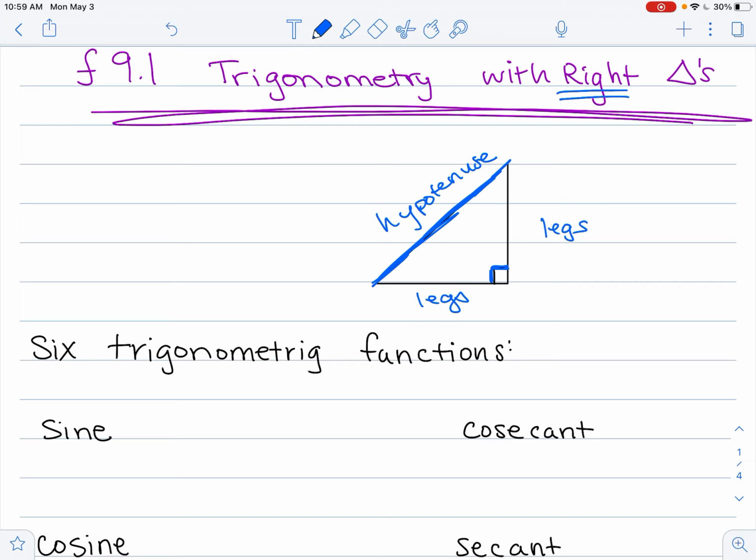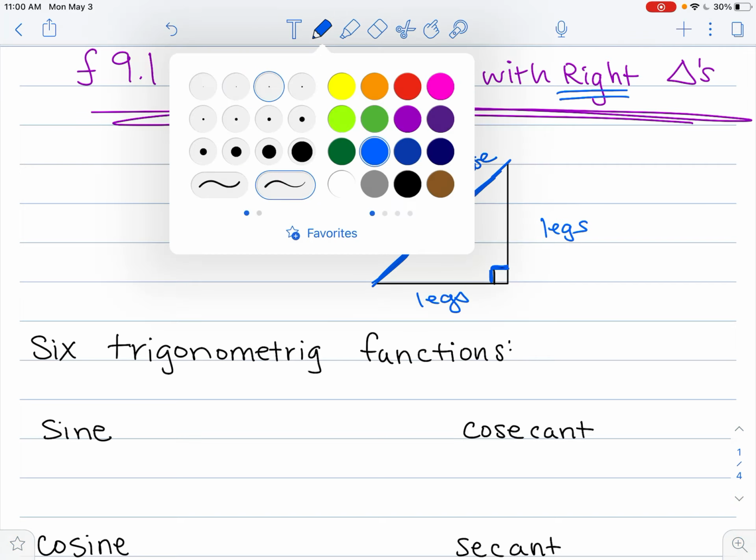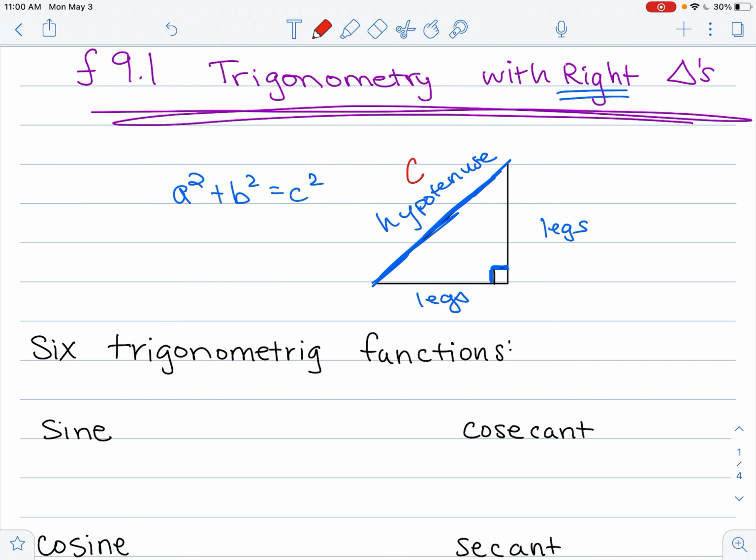And remember, one of the most famous theorems that you learned, probably seared into your brain, is the Pythagorean theorem, where we know those two legs squared and added up equals the third side. And we know the hypotenuse is usually called side C, and that either leg could be called A or B.